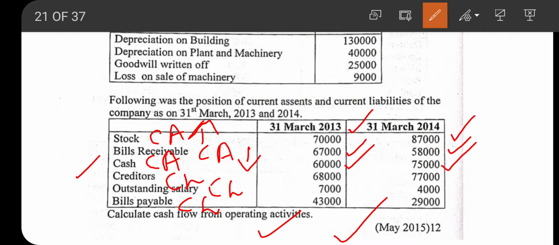Creditors, 68,000 is the opening balance, 77,000 was the closing balance. So there is an increase in the current liability. Outstanding salary, opening balance was 7,000, closing balance was 4,000. So there is a decrease. Bills payable, opening balance was 43,000, closing balance is 29,000. So there will be a decrease in the bills payable. It means a decrease in the current liability.